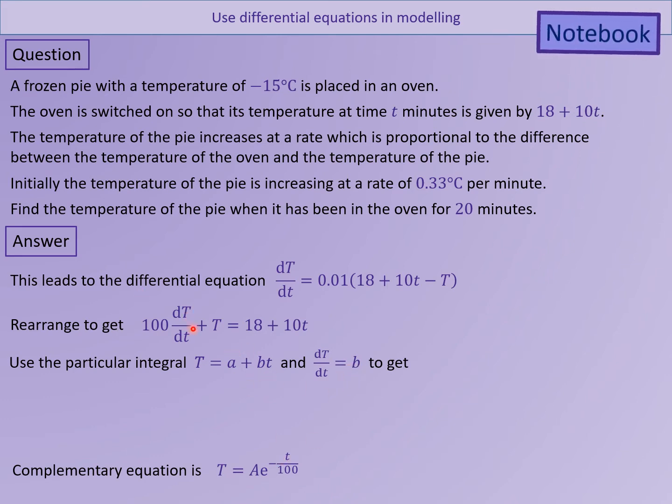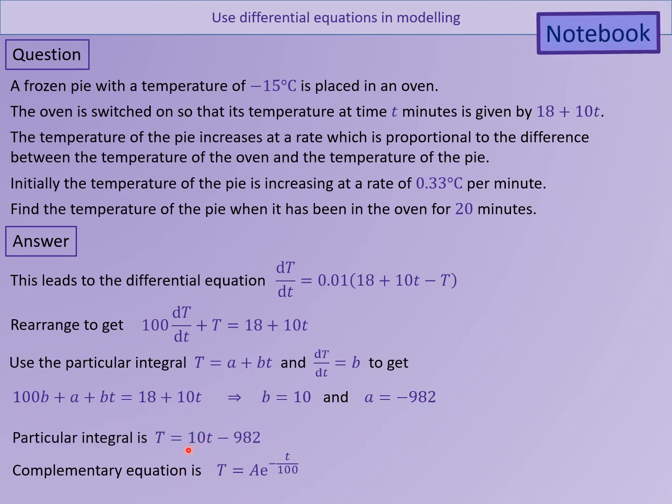And now I can substitute all that in. And then I can compare coefficients and hopefully work out what the a and the b value is going to be. So yes, 100b plus a plus bt equals 18 plus 10t. I'm fairly confident you could do this yourself. Okay, we can see that b has to be 10, because that's the only coefficient for t. So b has to equal 10, and that would lead to a equaling minus 982. So that is my particular integral there of 10t minus 982.